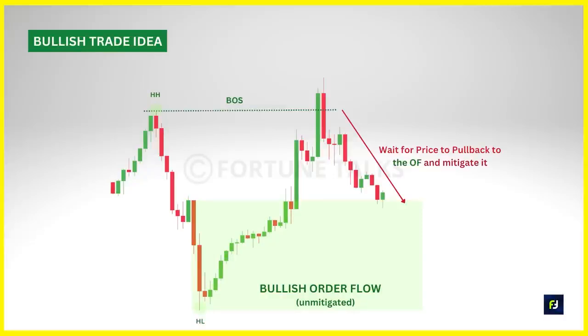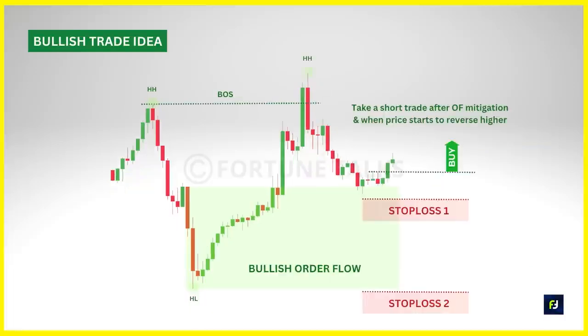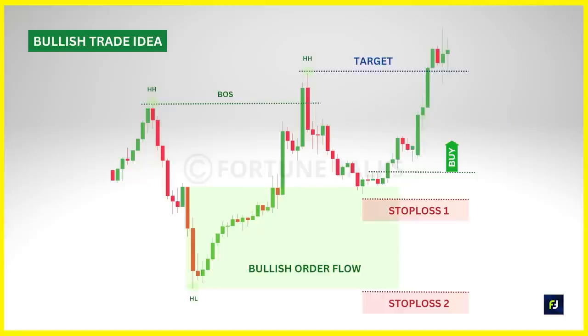By now, we can anticipate two outcomes to happen. Either the price can break below our order flow, forming a failed order flow resulting in no trades, or the price can test the order flow and reverse its direction to move along with the major bullish structure. If it were the second scenario, we can take a long trade above the bullish order flow while keeping the stop loss below the order flow zone. Our minimum target should be the most recent swing high or the major higher high level.